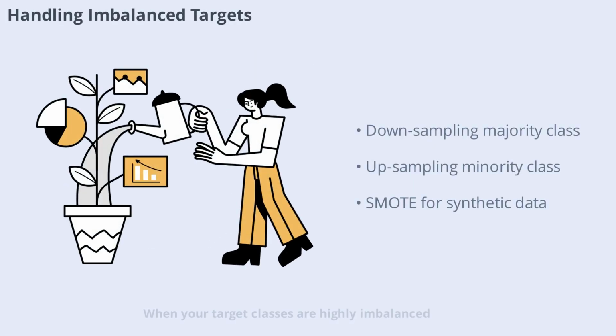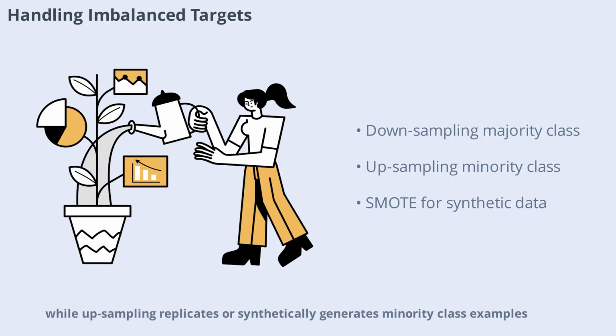When your target classes are highly imbalanced, standard training can lead to poor results. Downsampling removes instances from the majority class, while upsampling replicates or synthetically generates minority class examples. Techniques like SMOTE create synthetic data points to balance the classes, improving model fairness and accuracy.